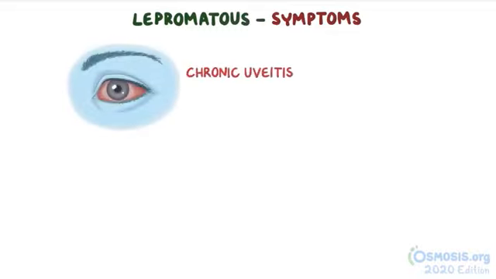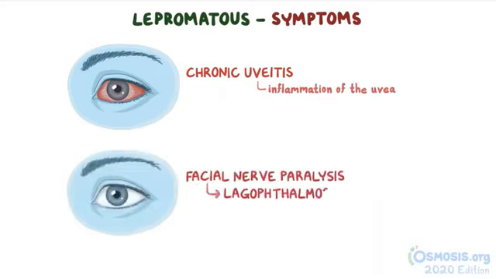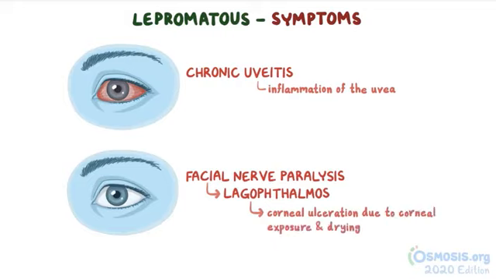With the Lepromatous form, there can also be ocular involvement in the form of chronic uveitis, meaning the inflammation of the uvea, which is the pigmented layer of the eye. There might also be facial nerve paralysis that leads to lagophthalmos, which is the inability to close the eyelids completely. This can result in corneal ulceration due to corneal exposure and eye drying.